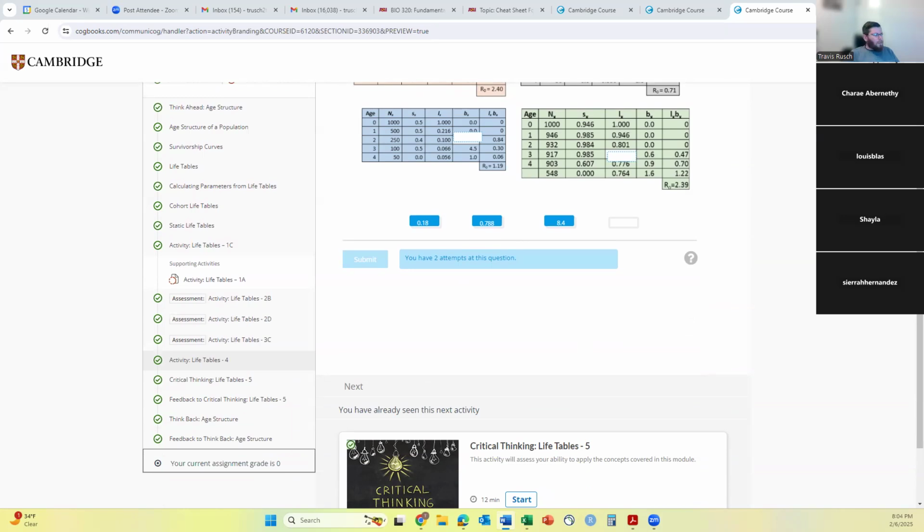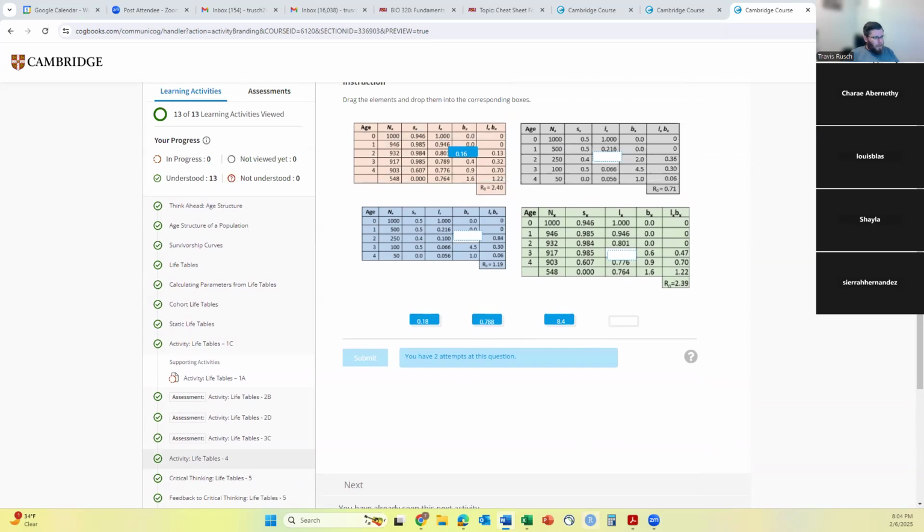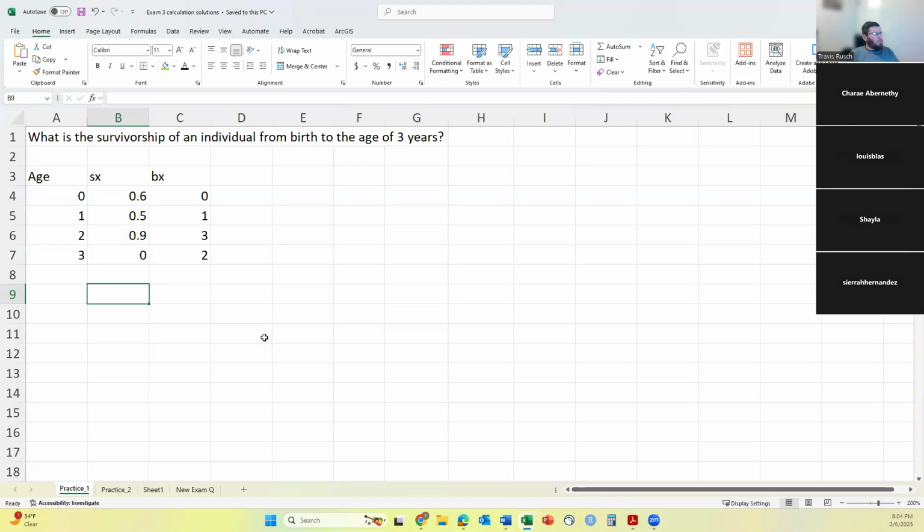Okay, so that's as far as I think we need to go in the actual module, but I do want to do a few practice problems with you to show you an example. You might see something very similar on the exam. So you might get something that looks like this, where it's an incomplete life table, right? And the question is, what is the survivorship of an individual from birth to the age of 3 years? So we have age, 0 through 3. So we know it goes far enough.